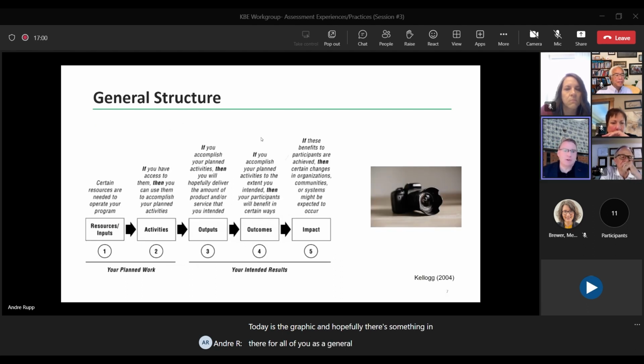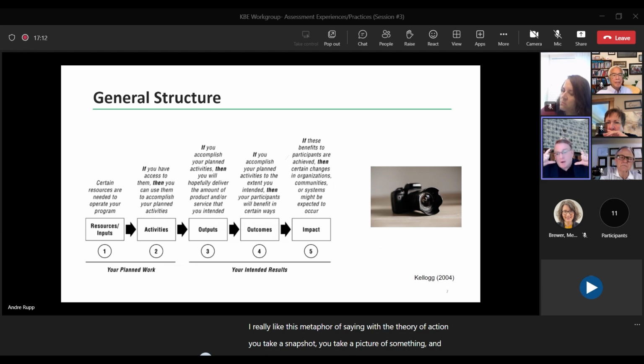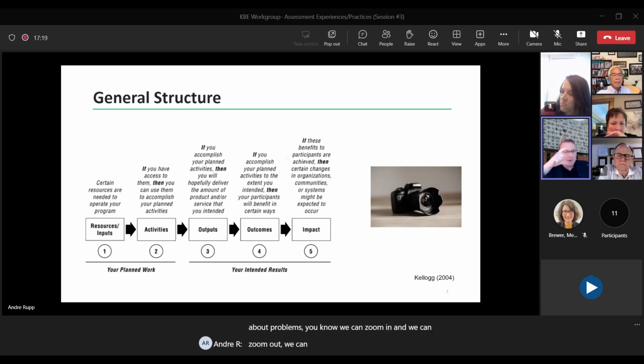As a general structure, you've heard me say this before, I really like this metaphor: with a theory of action, you take a snapshot, you take a picture of something. Because of the way cameras work, and the way we mentally think about problems, we can zoom in and zoom out, and move the frame and the camera around. So it's not like there is one right or wrong way to do this. It's a deliberate choice about what we want to capture with this theory of action, and using it as a tool to level set, to make strategic decisions, and to learn how to speak the same language, especially in interdisciplinary teams or when people come from different backgrounds.